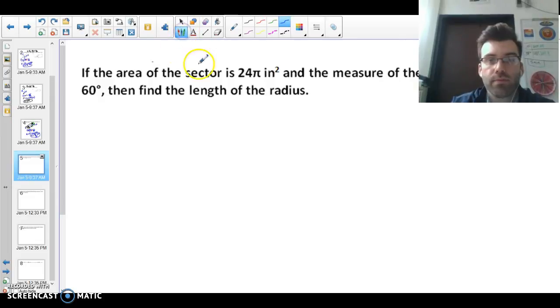You ready to? We're ready for it. All right, area of a sector. Now we're moving on to unit 2.